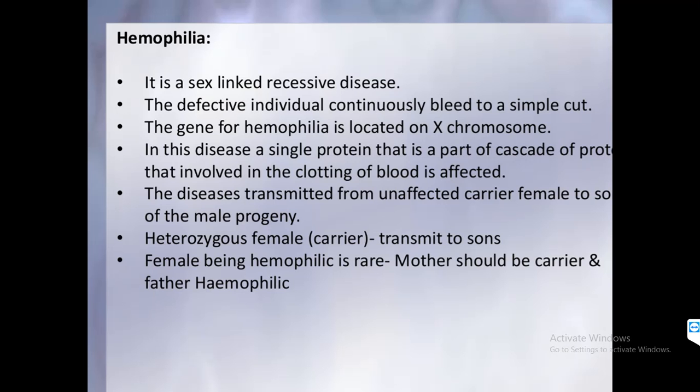So the gene for hemophilia is located on the X chromosome. In this disease, a single protein that is part of the cascade of proteins involved in the clotting of blood is affected. So the protein that is involved in the clotting of blood is affected, उसमें alteration होता है उसके gene में. So that's why the blood cannot be clotted. The disease is transmitted from an unaffected carrier female to some of the male progeny.